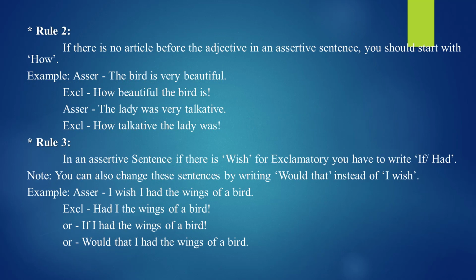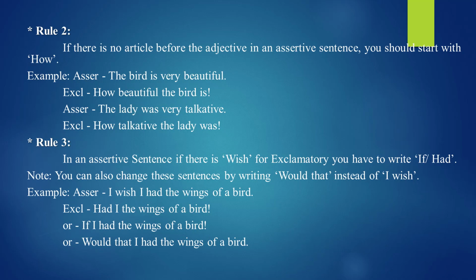Rule 2. If there is no article before the adjective in an assertive sentence, you should start with how. Example. The bird is very beautiful. Exclamatory. How beautiful the bird is. The lady was very talkative. Exclamatory. How talkative the lady was.